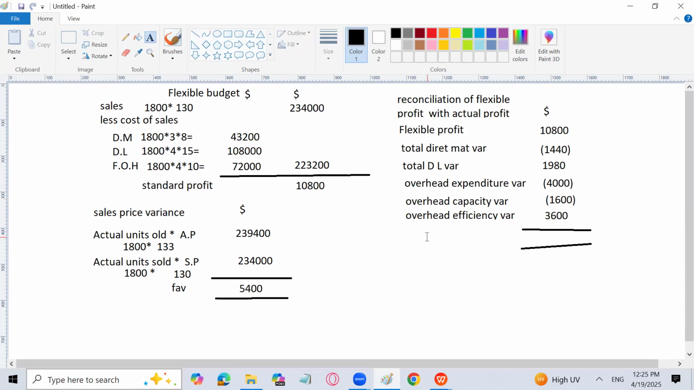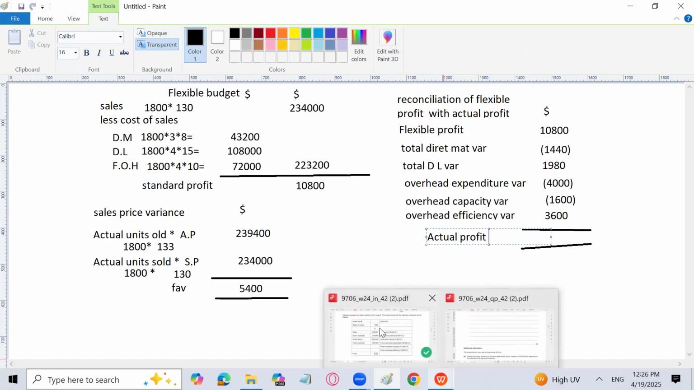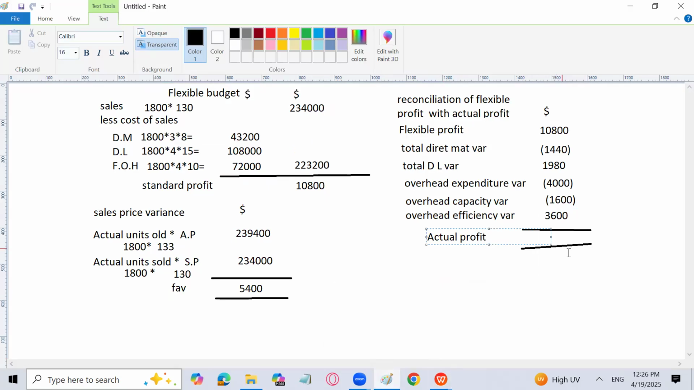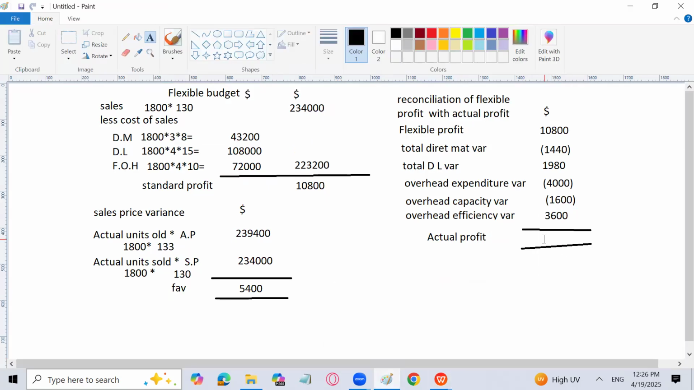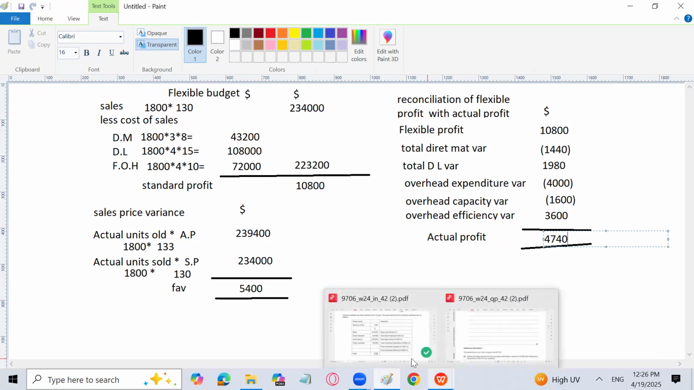We start with the flexible profit and we have reached the actual profit through variances, right? Favorable variances will be added and adverse variances will be subtracted. So that is going to be 4740. So we are done with that. Now let's move on to the next part.